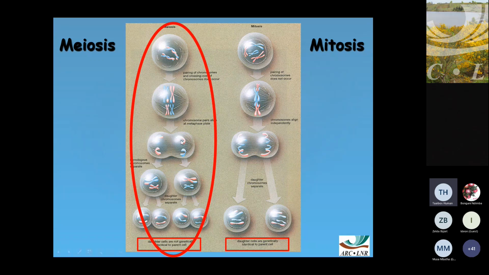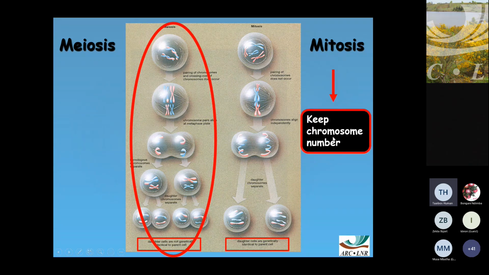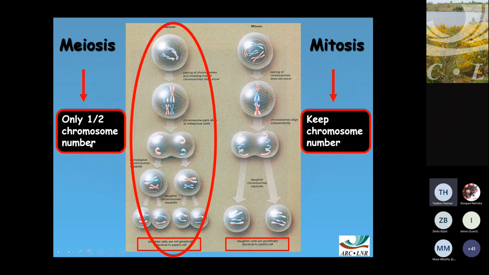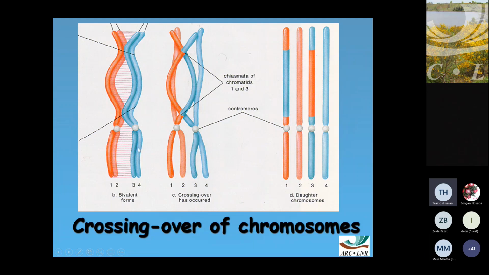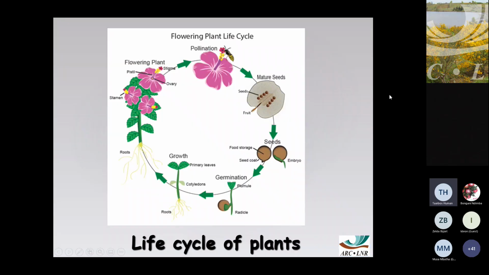For plant breeders, the process of meiosis is, of course, much more important. The other thing that you have to keep in mind is that with mitosis, the chromosome number is exactly the same, while with meiosis, only half of the chromosome number is present in the daughter cells. That's quite important to remember. In the process in the nucleus, there is crossover of chromosomes, and that actually helps to distribute the genes from different parents to the new daughter cells, which is going to be sexual.